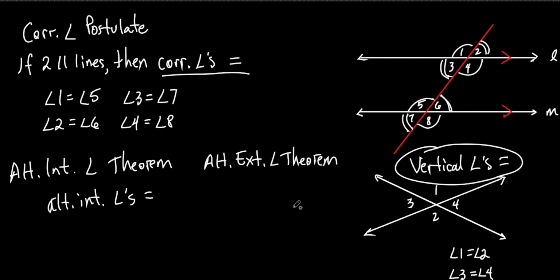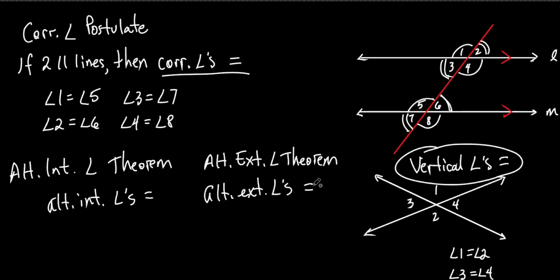Well, let's list the alternate exterior angles. First of all, what are all the exterior angles? I said interior, I keep messing my words up. Exterior. So what are all the exterior angles here? 1, 2, 7, and 8. Which ones are alternate? 1 and 8. And look what's true about 1 and 8. They're equal. What's the other alternate exterior pair? 2 and 7. And guess what's true about those two? They're equal as well. So what do you think my theorem says? It says that the alternate exterior angles are equal.